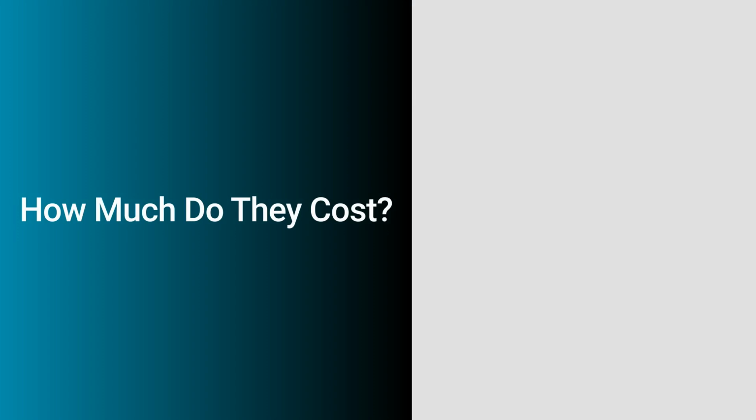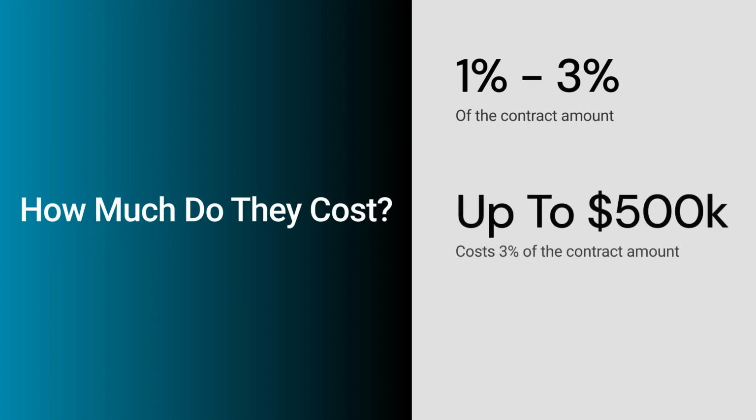Contract bonds cost between 1% to 3% of the contract amount. Rates are determined by the size of the bond and the financial stability, experience, and reputation of the contractor. For contractors that qualify for bond amounts up to $500,000, contract bonds cost 3% of the bond amount. For contractors needing larger bonds, the rates will be tiered based on the size of the bond. The tiered rate is essentially a volume discount for larger bond amounts.